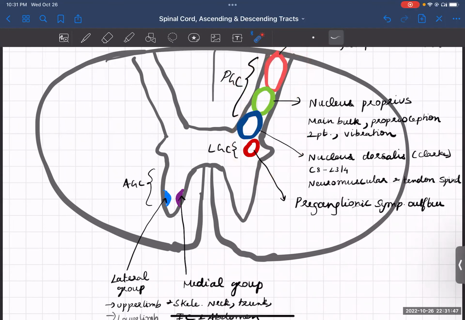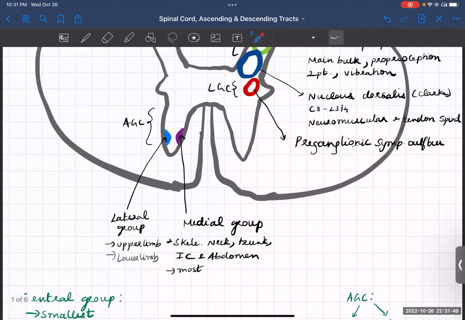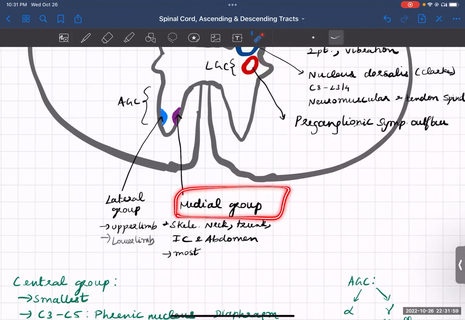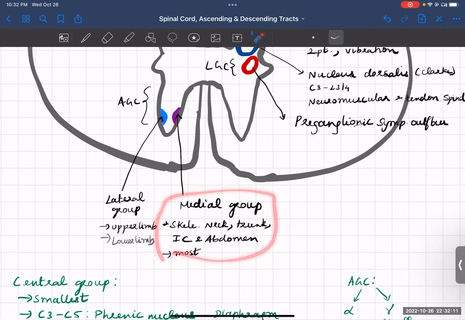Now, what about the anterior gray column? The anterior gray column has three major groups of cells. But here I mentioned only two of them because the central group is very small and is not easily visible. So the medial group has nuclei that help in motor function of your skeletal muscles, especially your neck, trunk, intercostal muscles, and abdomen. This is the highest amount of nuclei present in the anterior gray column. That means it is abundant.